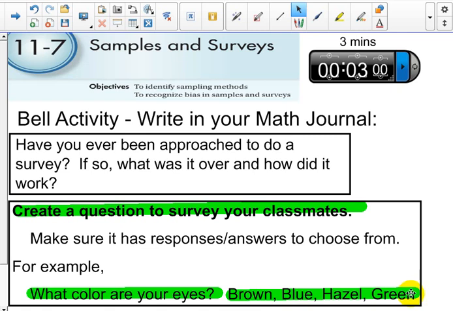It doesn't matter what question you choose, but this is what you're going to run as an actual survey, and we're going to turn it in. So this you would do on a separate sheet of paper. Okay. All right, I'm going to set the timer for 3 minutes and begin now.